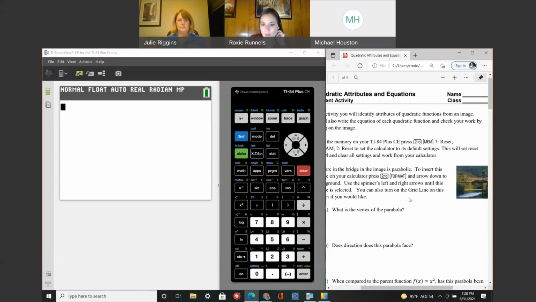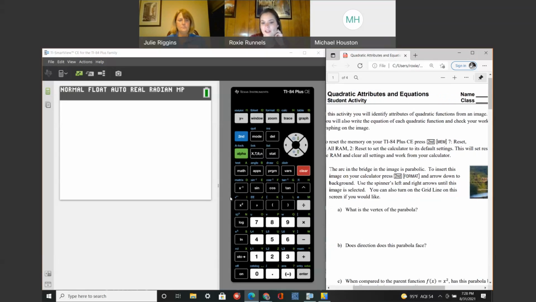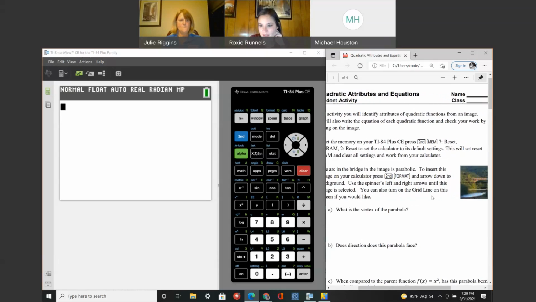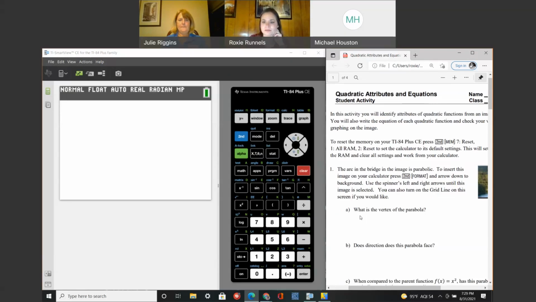All right, so what we're going to do is I'm actually going to build this on my calculator here so that you can see the image a little bigger, because this image is quite small.